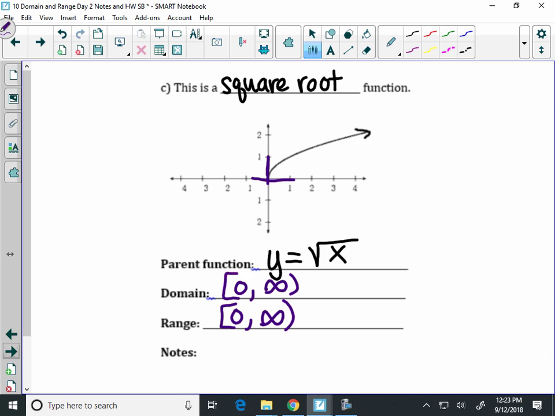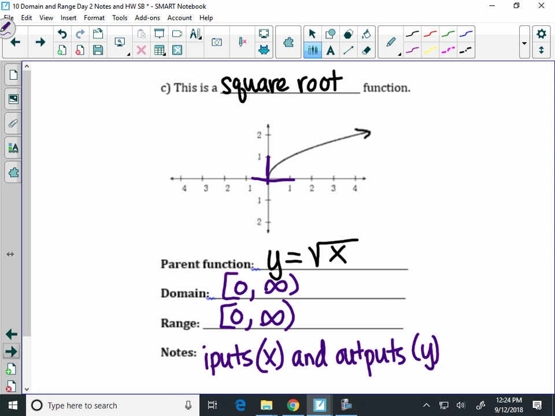So it looks like, do I have any negatives that I'm allowed to put into the function? Not for this one, no negatives over here, anything smaller than 0. And then all my outputs or my answers were also bigger than negatives, so non-negatives. So that's my note here. Inputs, which are your x's, and outputs, which are your y's.